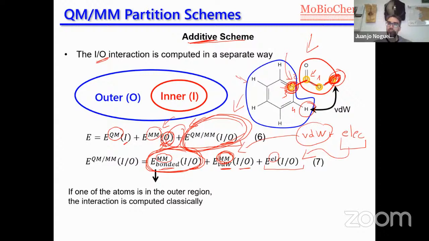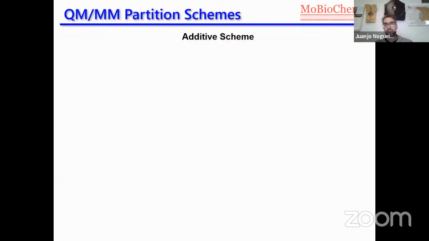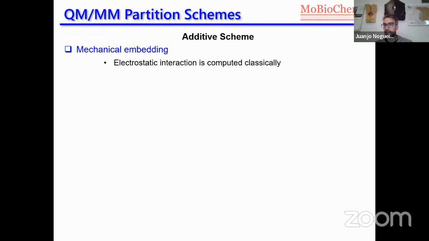Okay. And there are several ways to compute the electrostatic term here. And depending on this way, we have different QM/MM schemes, okay? So the first scheme is called mechanical embedding. And this is the worst one, because the electrostatic interaction is just computed classically, also with the force field, as in the very first subtractive scheme that we have seen, okay? And if you remember, if we compute the interaction with a force field, the inner region is not polarized by the outer region. So the electronic density of the inner region is the same as the electronic density in vacuum, okay?